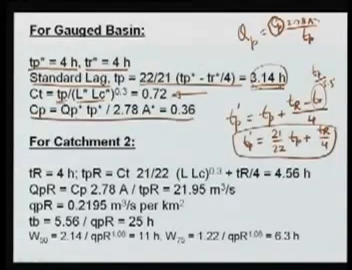Similarly, since we know the peak discharge for the catchment, we also know the peak lag, the basin lag, we also know the area. We can find out the CP value as 0.36.